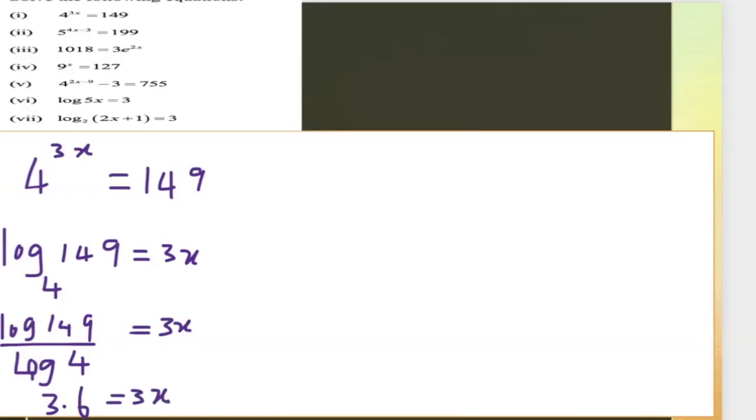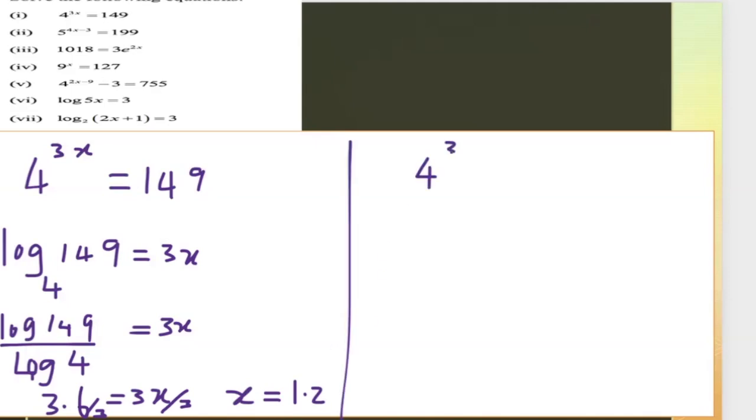And the last thing is to divide both sides by 3. So when I divide both sides by 3, you get x to be 1.2. So my x value is equal to 1.2. So that's one method. The next method, we can log both sides.